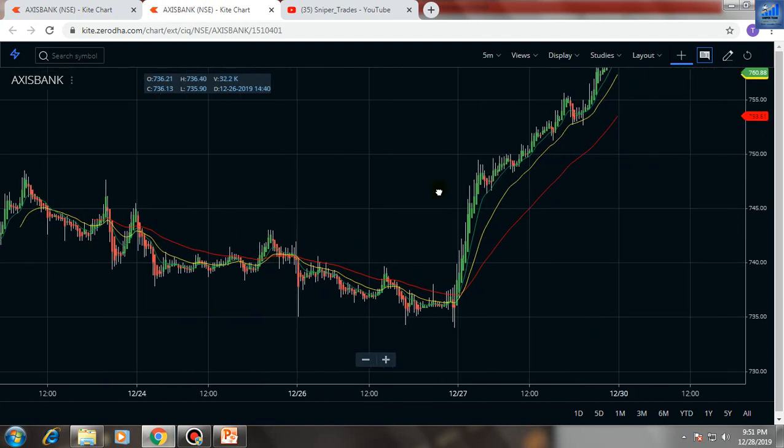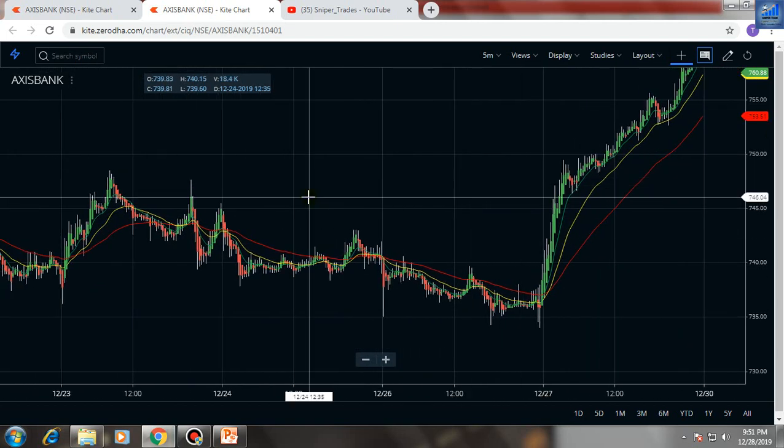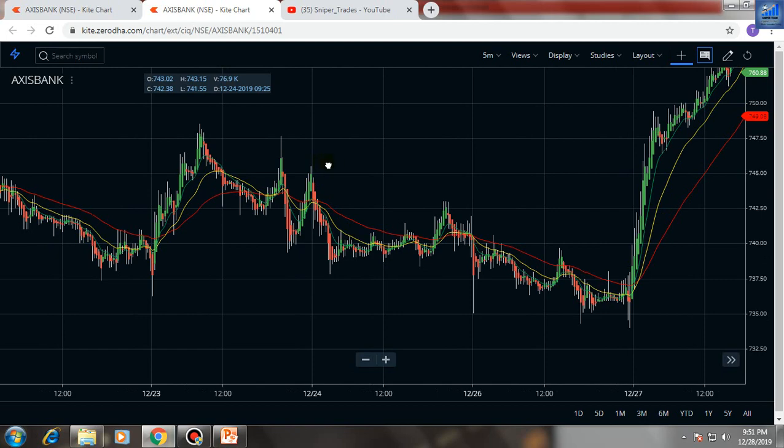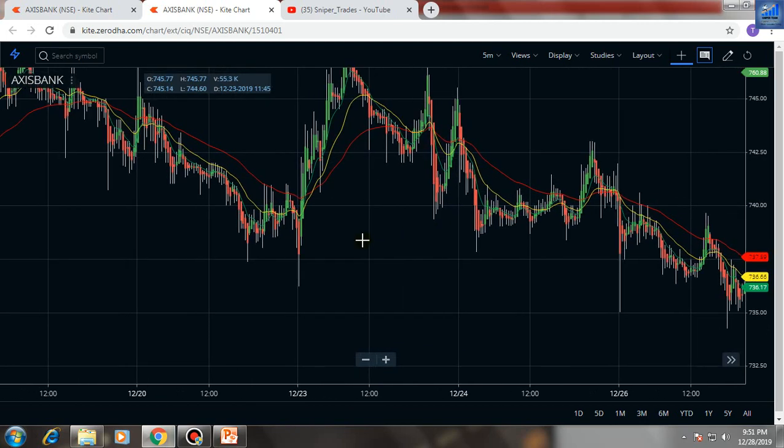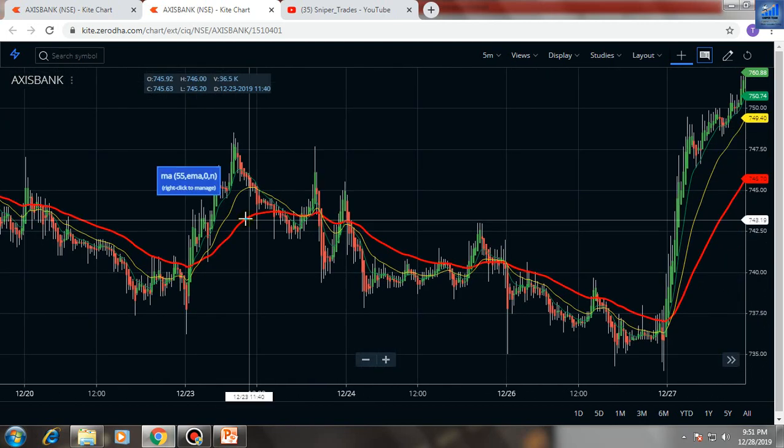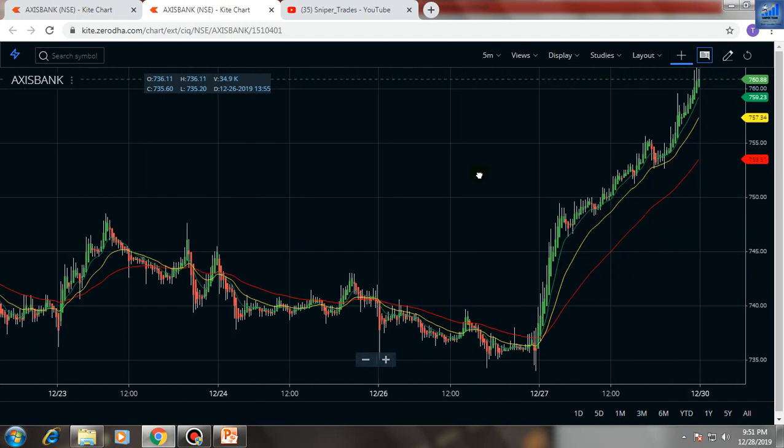So the trading method has been explained here, so you can consider backtesting on previous day charts, and also see this in live charts.